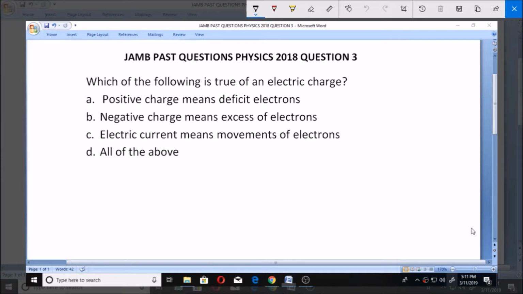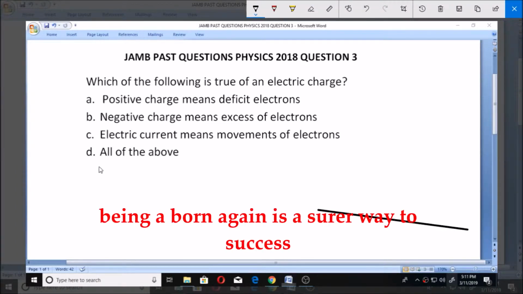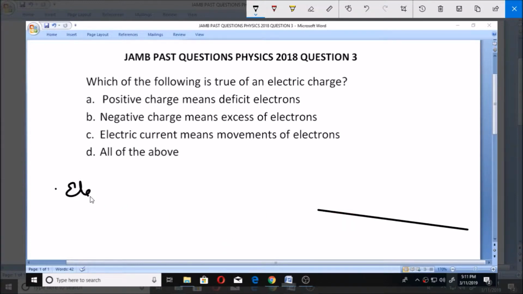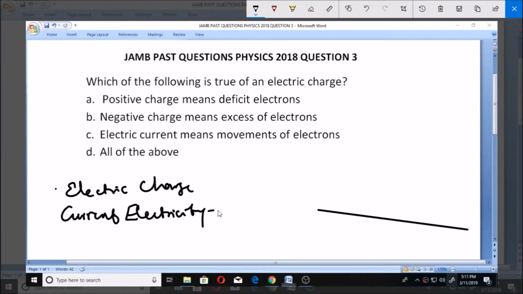Now, for us to understand this very well, we need to first of all understand what electric charge is, or what current electricity is. Current electricity is simply the flow of electrons or flow of charges. And we also know that electrons are charged negatively.